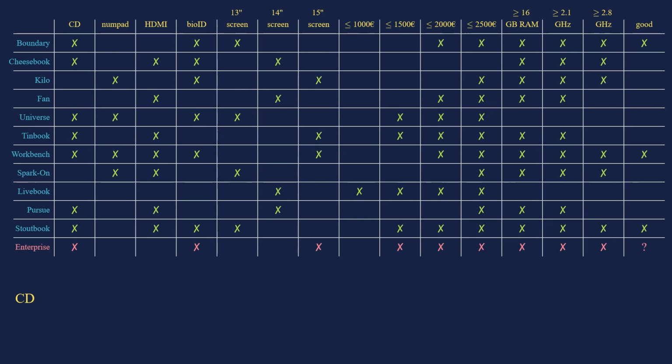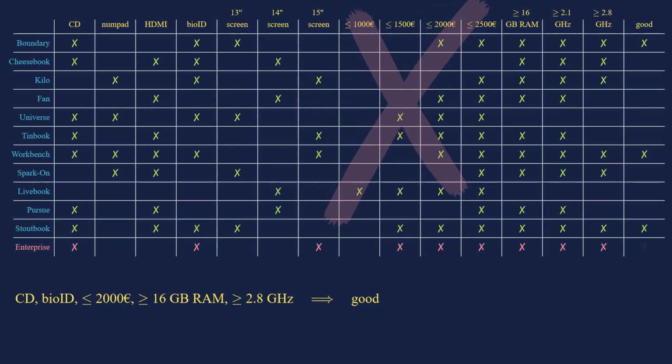Any laptop that has a CD drive, biometric ID, costs less than 2,000 euros, has at least 60 GB of RAM, and at least 2.8 GHz is good. The reason why this is minimal and why it is the only one are the same in this case. All good laptops in our context fulfill this combination. And comparing the enterprise with this rule, we can at last say that it is good. If you want a good laptop, it seems fine to buy this one, at least in this context.